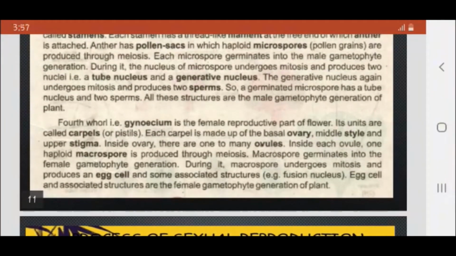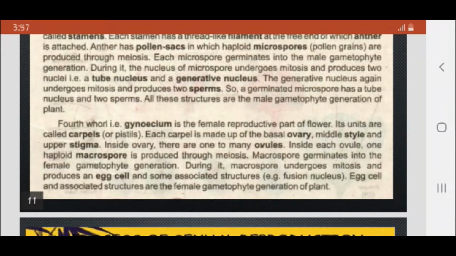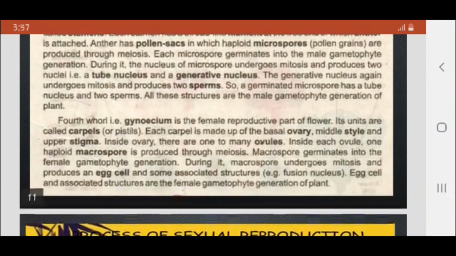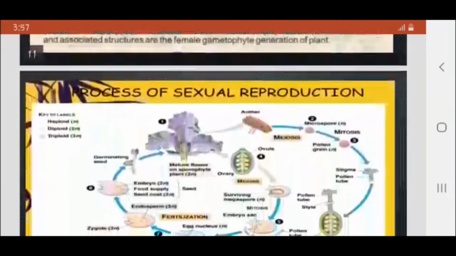haploid macrospore is produced through meiosis. The macrospore germinates into the female gametophyte generation. During it, the macrospore undergoes mitosis and produces an egg cell and some associated structures, including the fusion nucleus. The egg cell and associated structures are the female gametophyte generation of the plant.